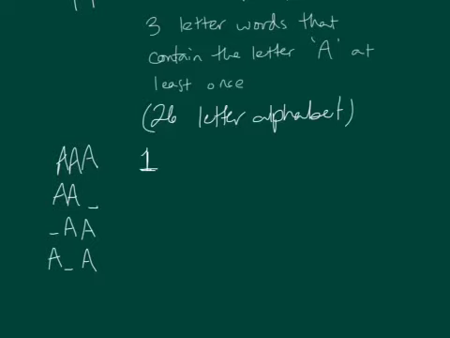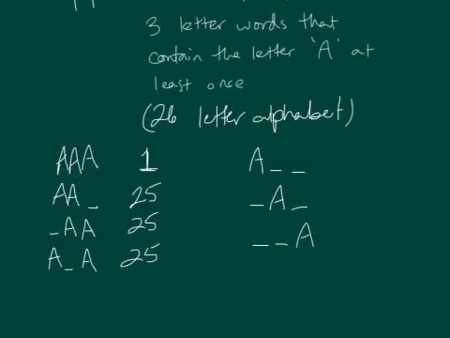Oh, times 26. Be careful. I can do AAB, AAC, AAD, AAE, and so on. There's 25 plus 25 plus 25. And then we've got A blank blank, blank A blank, and blank blank A. So 3 times 25 squared, like 425 or something.